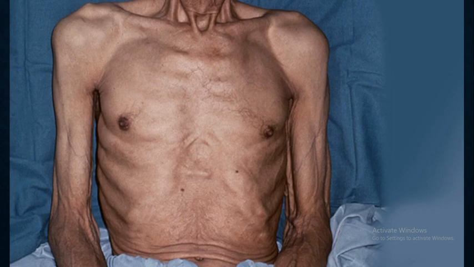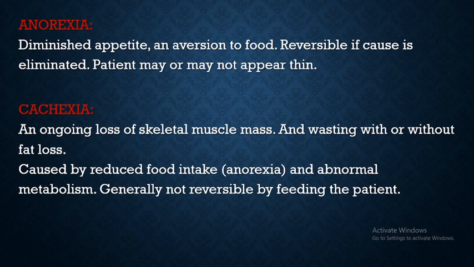Yes, that is true, but at the same time pay attention to the correct definition, which is the loss of skeletal muscle mass, right? Then anorexia. What is anorexia? That is diminished appetite or loss of appetite, basically. An aversion to food, reversible if the cause is eliminated. In anorexia, the patient may or may not appear thin. In contrast, cachexia is ongoing loss of skeletal muscle mass. This is the definition. And wasting with or without fat loss, caused by reduced food intake, anorexia, and abnormal metabolism, generally not reversible by feeding the patient, as we discussed.